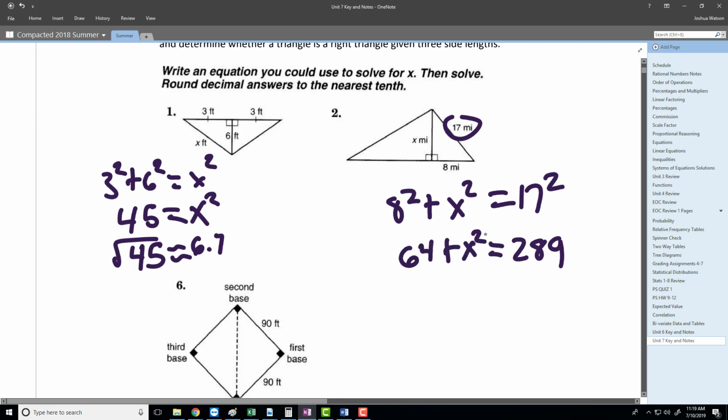How do we solve for x squared? We're going to use opposites and inverses. The opposite of plus 64 is minus 64, which leaves us with 289 minus 64, which is 225. That's awful convenient, because the square root of 225 when we square root both sides is 15. Super cool. We don't have to worry about a decimal here.